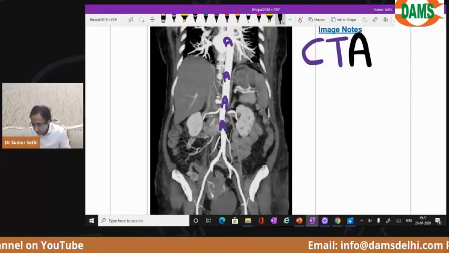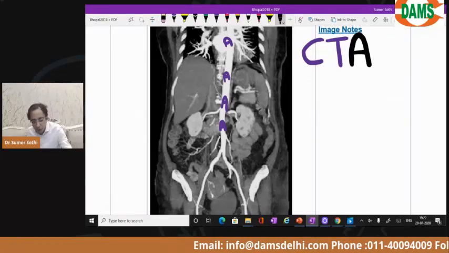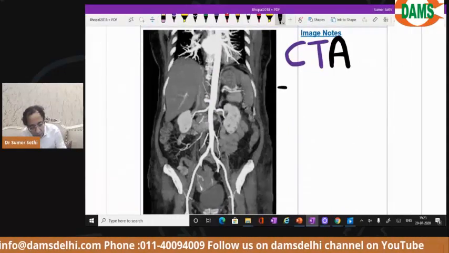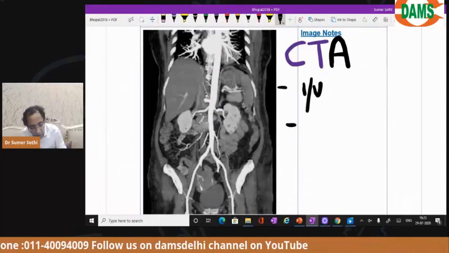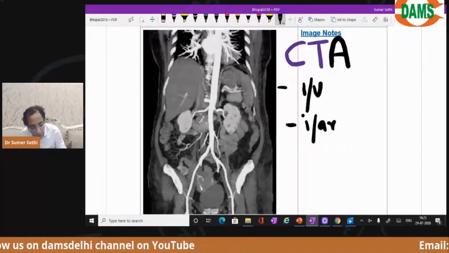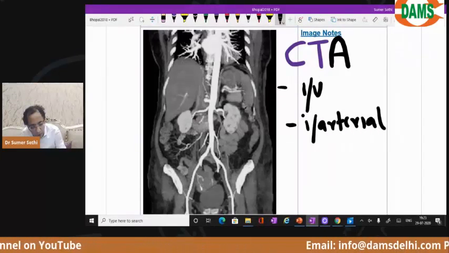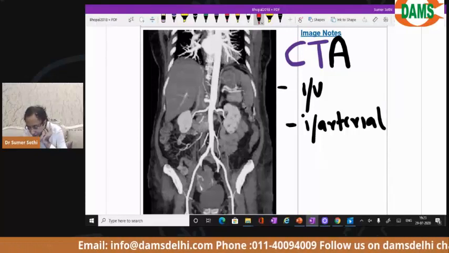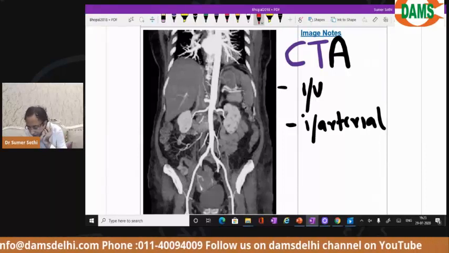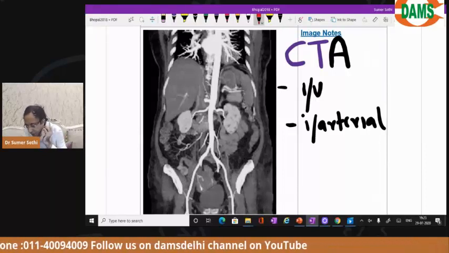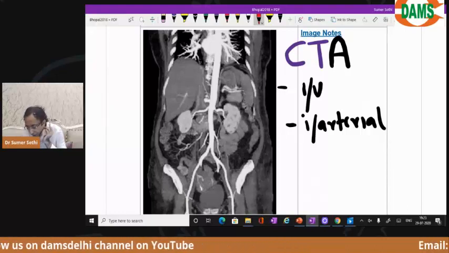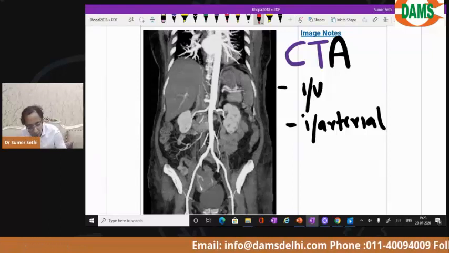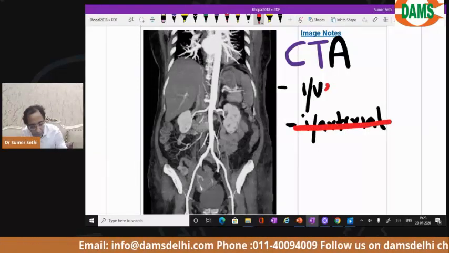Okay, so once you're clear, my question is, in CT angiography, is the dye given intravenous or intra-arterial? Child, you need to tell me. In CT angiography, is the dye given intravenous or intra-arterial? That is the question. You need to answer. How did we give it? How is dye given in CT angiogram? Is it given intravenous or intra-arterial? And you'll be surprised to know the answer is intravenous.